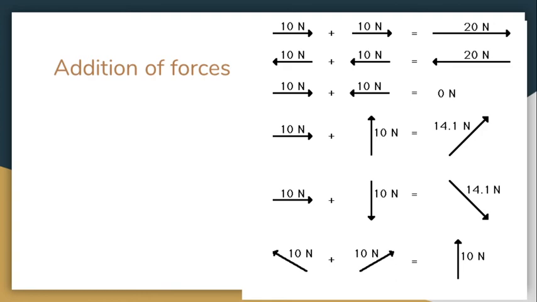And in the next case, 10 Newton plus 10 Newton, we get about 14.1 Newton force, again in this diagonal direction. This obeys the Pythagoras theorem. And in this case, 10 Newton plus 10 Newton, the answer is 10 Newton upward. This is the law of the equilateral triangle.